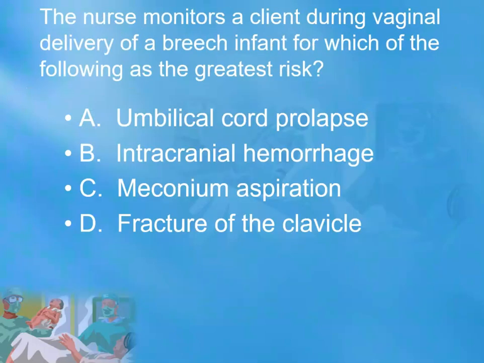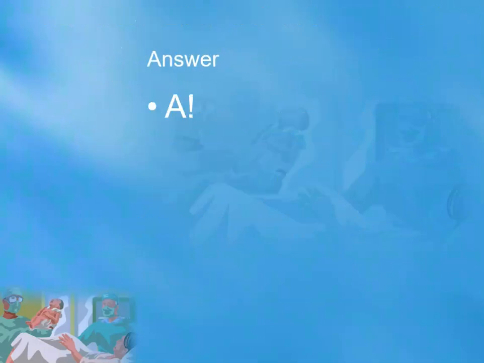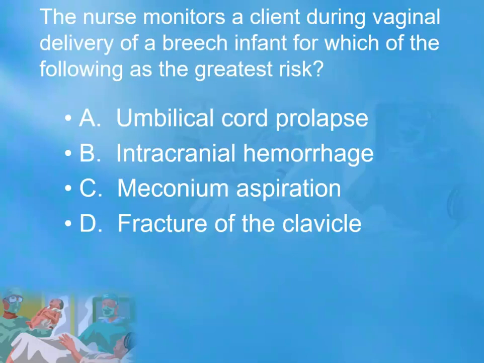The nurse monitors a client during vaginal delivery of a breech infant for which of the following as the greatest risk? Umbilical cord prolapse, intracranial hemorrhage, meconium aspiration, fracture of the clavicle. Okay, baby's breech. So probably think about the feet being first. There's a lot of room in there, right? What can slip down? If you answered A, umbilical cord prolapse.